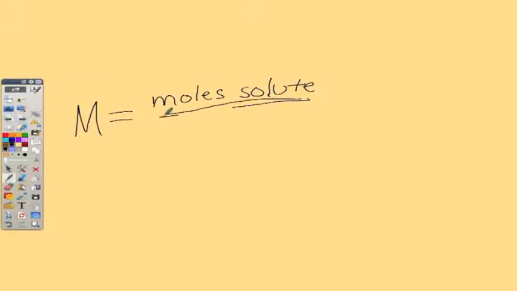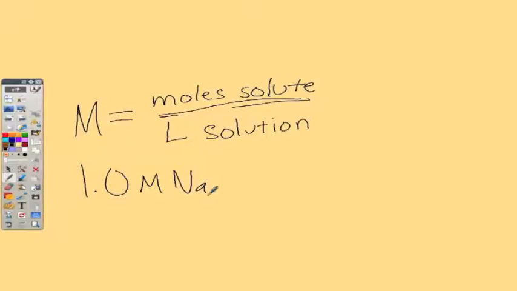So, starting with molarity. Molarity is represented by a capital M, and the units of molarity represent the number of moles of a solute divided by the liters of solution, which is the volume of the solution. This represents the concentration as a ratio of moles of solute to liters of solution. So, for example, in a 1.0 molar solution of sodium chloride, every liter has exactly 1 mole of NaCl dissolved in it.